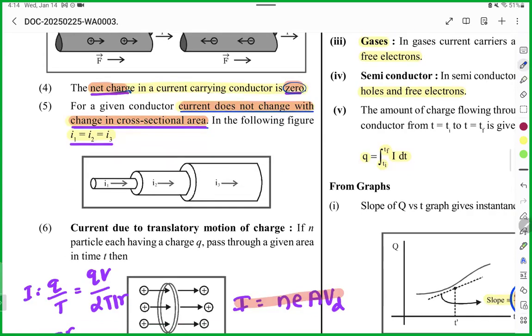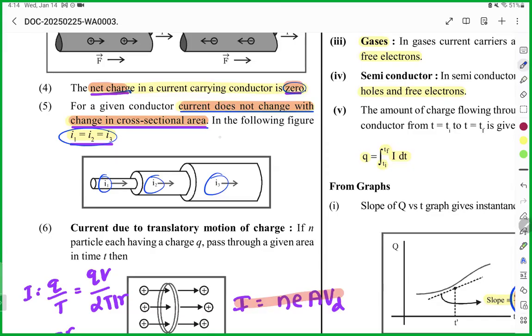Then current does not change with the change in the cross section, because current does not depend upon the area. This kind of question is extremely important for your NEET. They can give you a direct question. Okay, these are the areas I1, I2, I3. Area is changing. What will be the value of current? Current will be the same, because current does not depend upon this, but current density does.